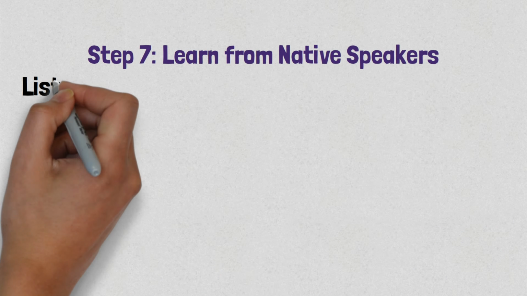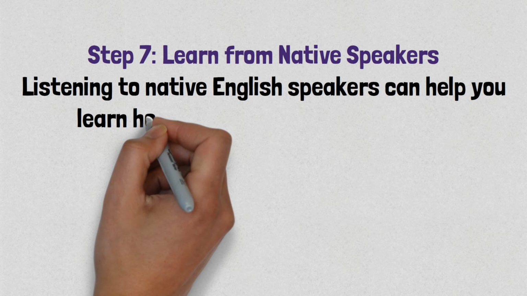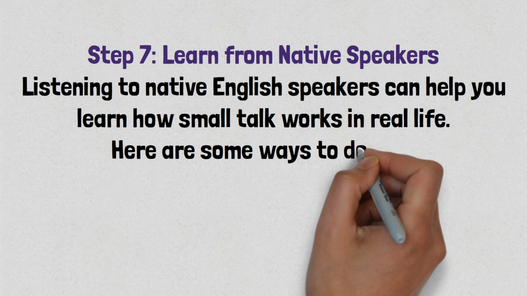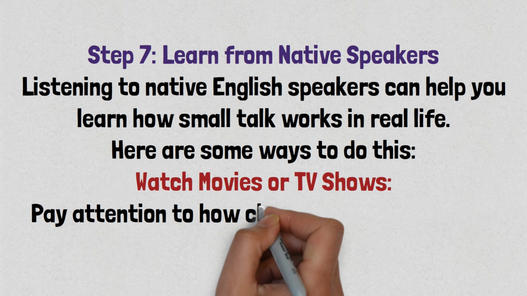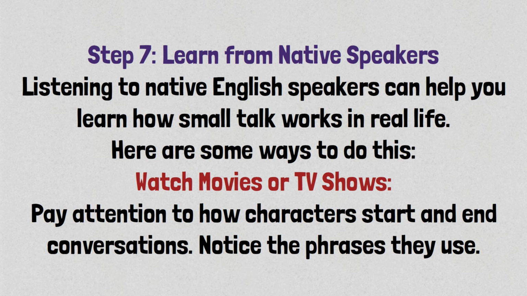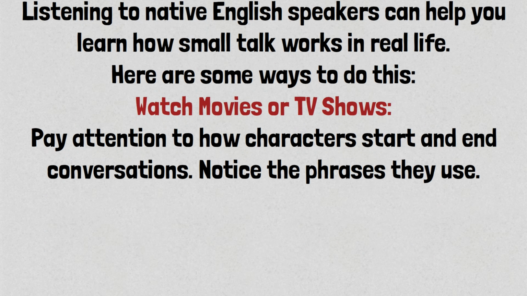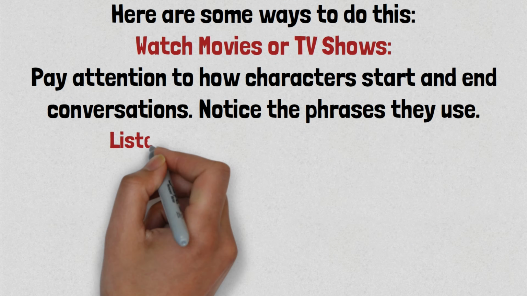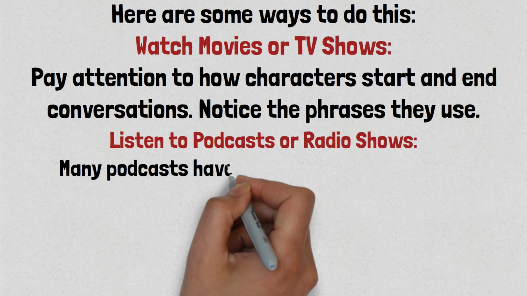Step 7. Learn from native speakers. Listening to native English speakers can help you learn how small talk works in real life. Here are some ways to do this. Watch movies or TV shows. Pay attention to how characters start and end conversations. Notice the phrases they use.